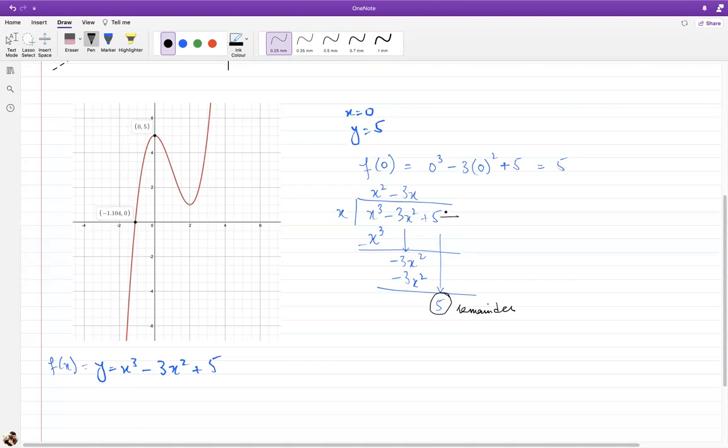When I'm dividing, this we call the dividend, and this we call the divisor, and this is obviously our quotient. Now let me back up a little bit. Let's try to simplify this.